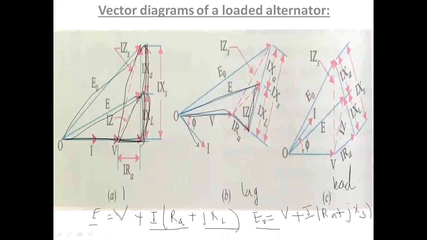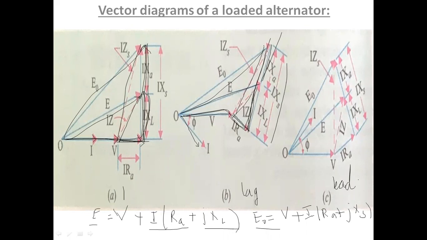And for E naught, for IXL, I have to add IXa. That becomes IXs total. So IXa will be added to IXL. So V plus IRa plus IXs becomes E naught. Okay. So V plus IRa plus IXL, from this, IRa plus IXL becomes IZ, and IRa plus IXs becomes IZs.